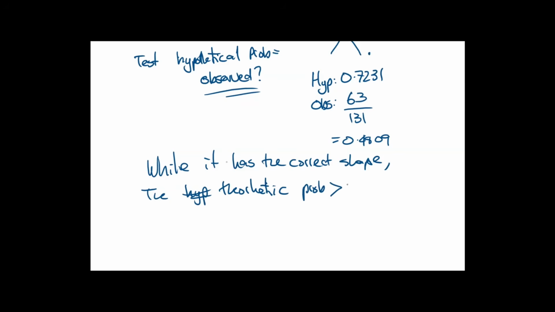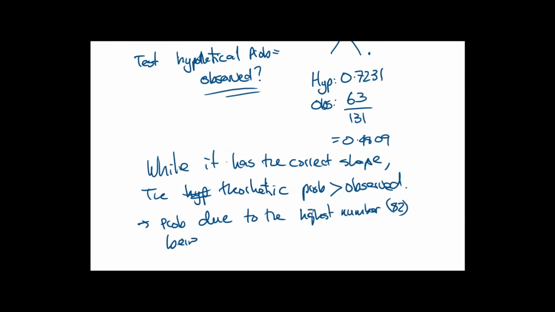So it does have the right shape, but the hypothetical, or theoretical, probability is greater than the observed. And this is probably due, because it's geometric, to the highest number, 82, really being an outlier. It does tend to skew there and have too much leverage over the final outcome.